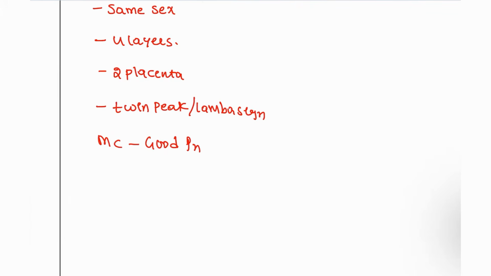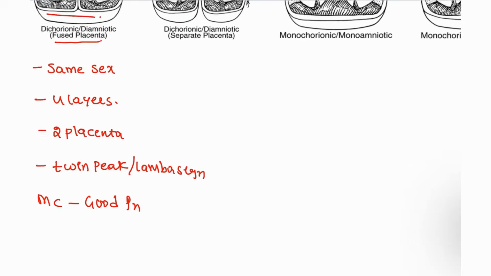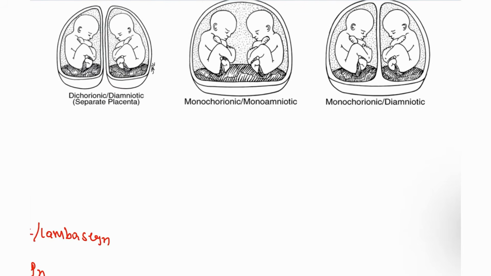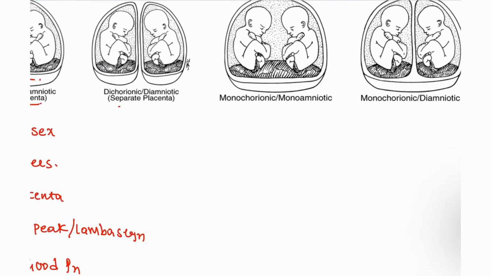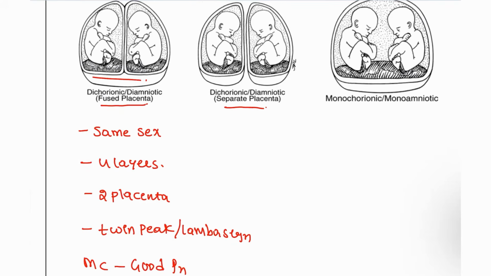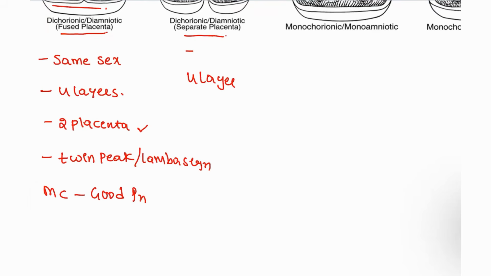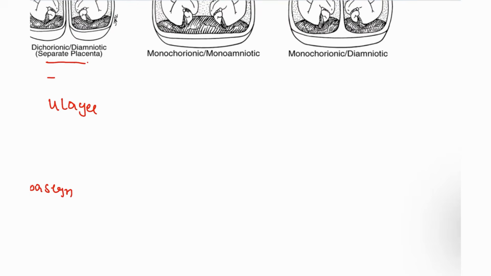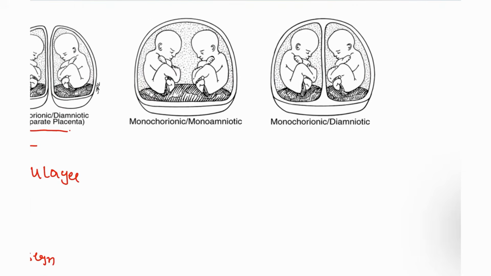Good prognosis is seen. Next, coming to the dichorionic, diamniotic, what happened here? There is a separate placenta here. This is the fused placenta and this is the separate placenta. Mostly they look fused, but it can always be two placentas. Almost the same, same sex will be seen here. 4 layers only are seen, and the twin lambda sign is commonly seen, and both are associated with a good prognosis only.